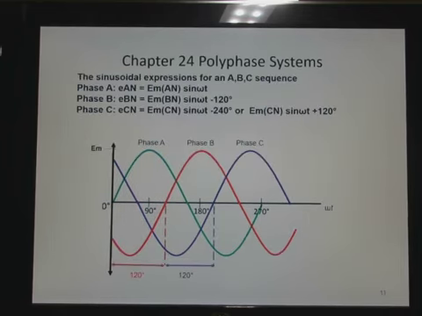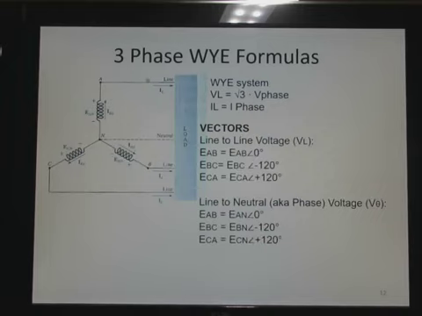The respective voltage expressions written up here above for the three-phase voltage: the peak waveform, EM, is the same for each of them. Then we have a sine omega t, and we have at the 0, and this one's a minus 120 for phase B. For phase C, it's minus 240. Remember, to the right is minus and to the left is positive in these waveforms shifting. We could say this is minus 240, or we could go on the other side and say it's plus 120.